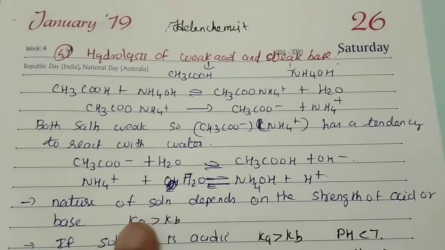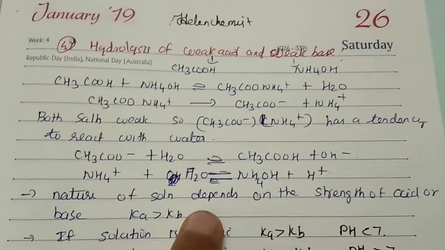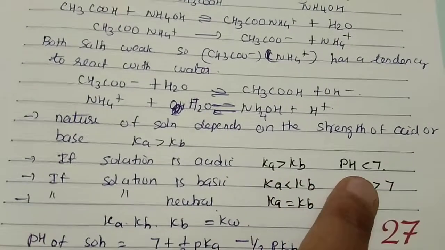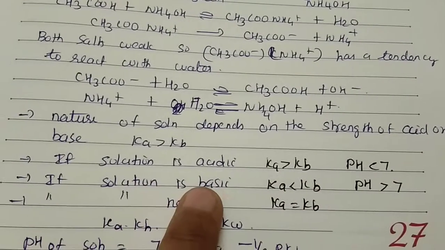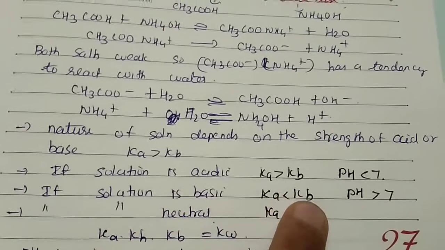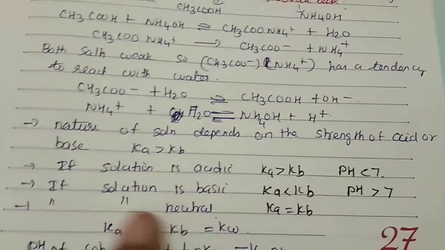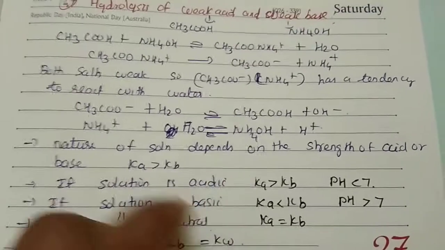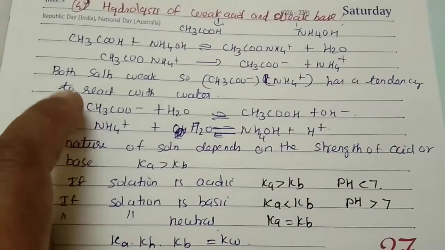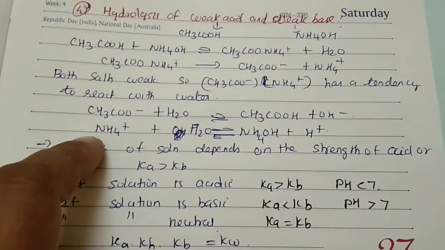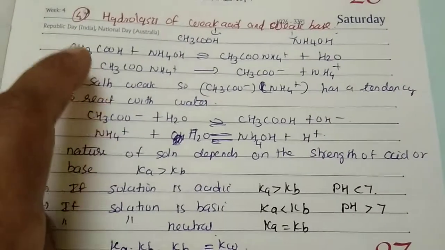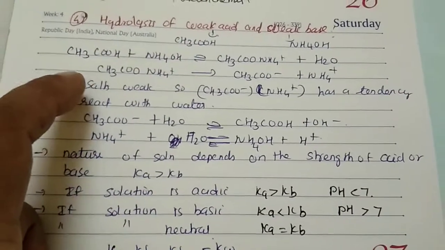So the nature of solution depends on the strength of acid or base. If solution is acidic, Ka greater than Kb, pH less than 7. If solution is basic, Kb greater than Ka, pH greater than 7. If solution is neutral, Ka equal to Kb. So we can find the acid equilibrium constant for this equation and the base equilibrium constant for this equation, so Ka and hydrolysis constant for this equation.